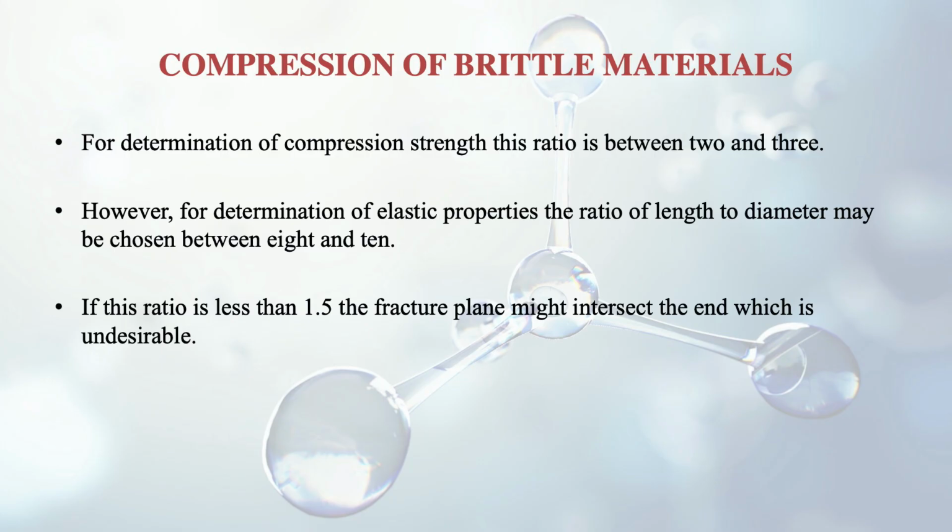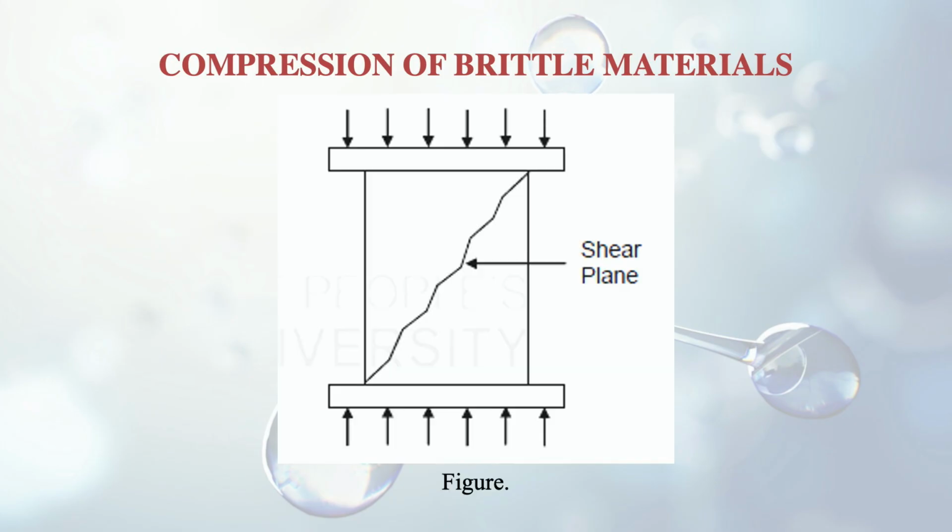The fracture plane is generally about 45 degrees to the axis, so it may intersect the end, which is undesirable. Like in the figure you can see this particular curve is going, and it may intersect your ends. So it is not at all desirable.